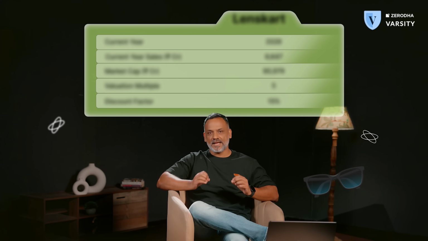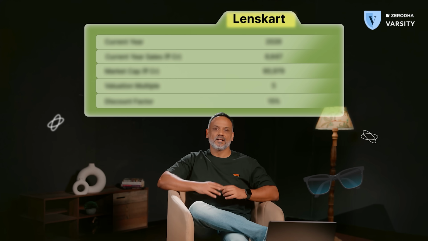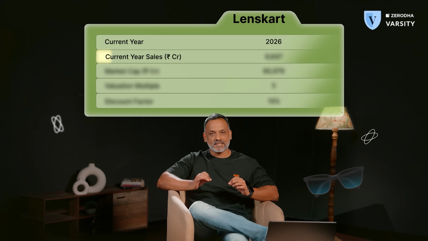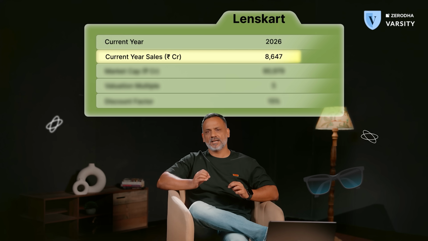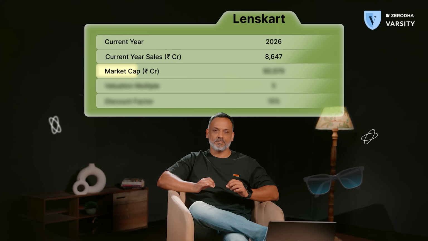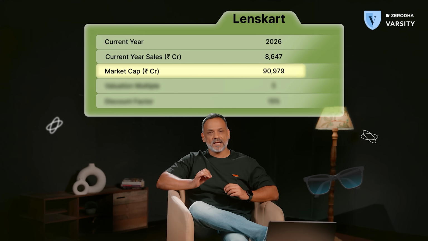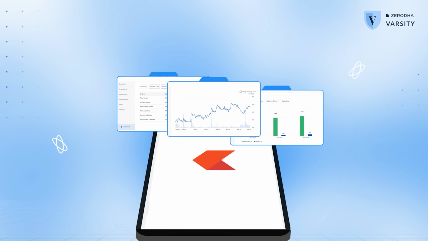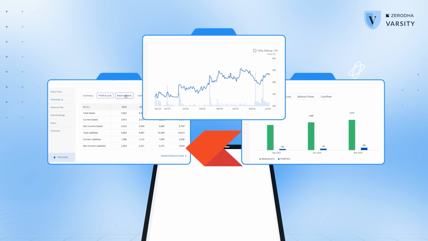In this part of the Excel sheet, I have my initial data. Company name, which is basically Lenskart Solutions, current year, that is 2026, current year sales number, that is 8,647 crores, current market cap of the company, that is 90,979 crores. You can get the sales data and the market cap data pretty easily on Kite.